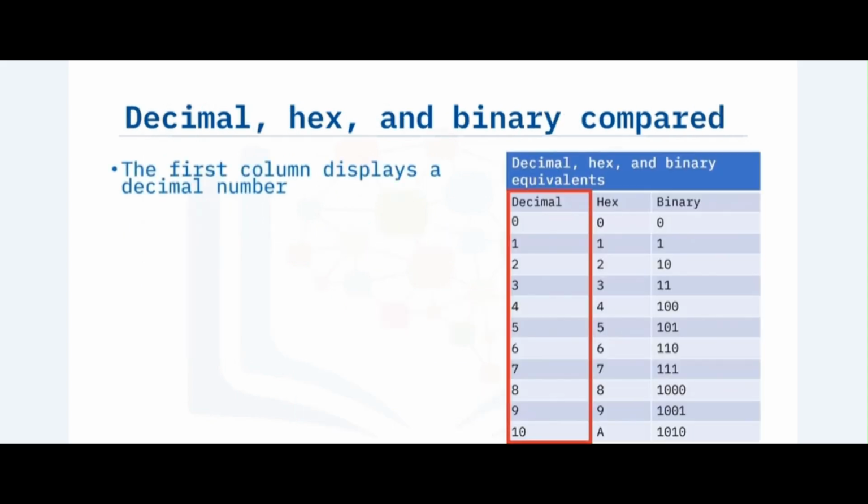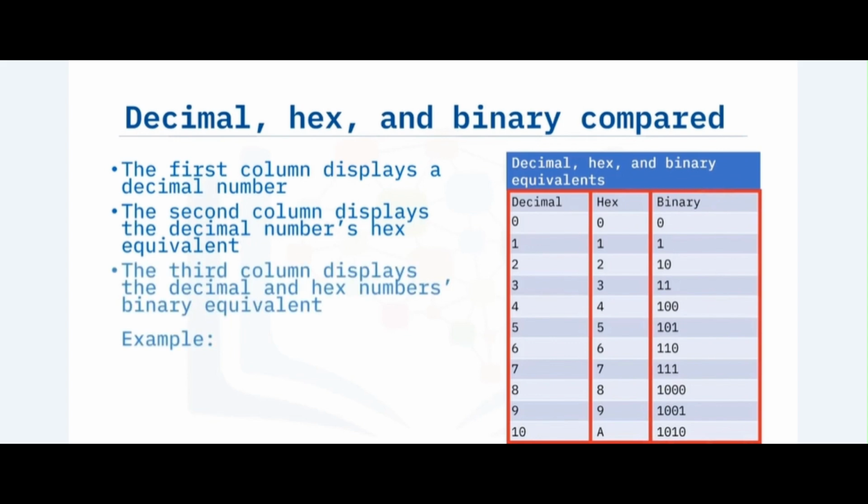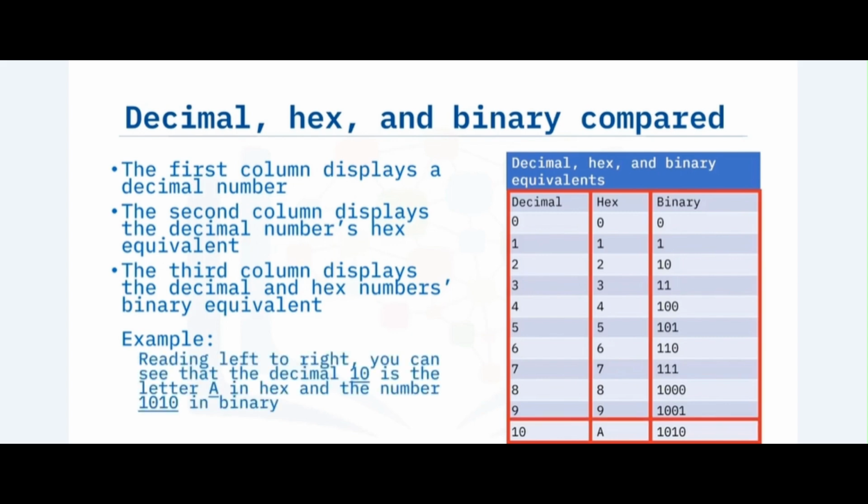The first column displays decimal numbers from 0 to 10. The second column displays the decimal number's hex equivalent. The third column displays the decimal and the hex number's binary equivalent. In this example, reading left to right, you can see that the decimal 10 is equal to A in hex and 1010 in binary. Many websites offer conversion tables where you can quickly convert numbers to their decimal, hex, and binary equivalents.